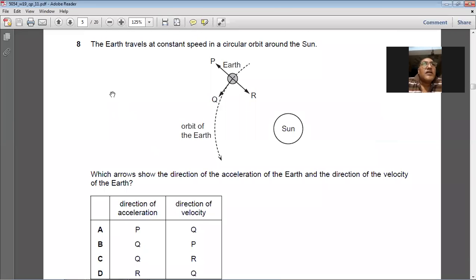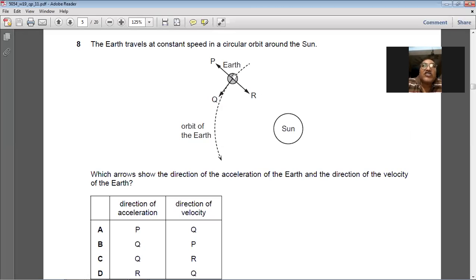The Earth travels at constant speed in a circular orbit around the sun. So the Earth is moving in a circular path around the sun. This is the sun, which is the center of that circle in which the Earth is moving. It always has a resultant force, and the direction of the resultant force is towards the center of the circle. So R is the direction of the resultant force. Acceleration of the Earth will also be directed toward the center of the circle. So R is also the direction of the acceleration.